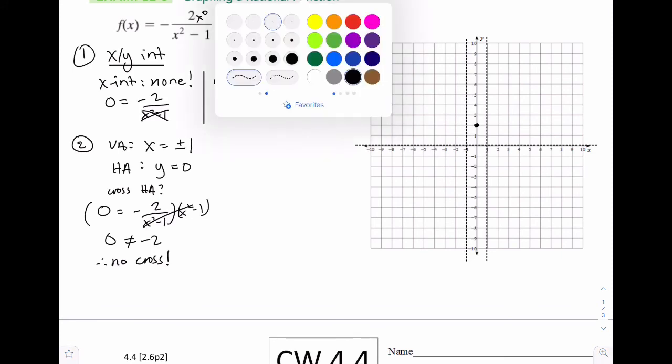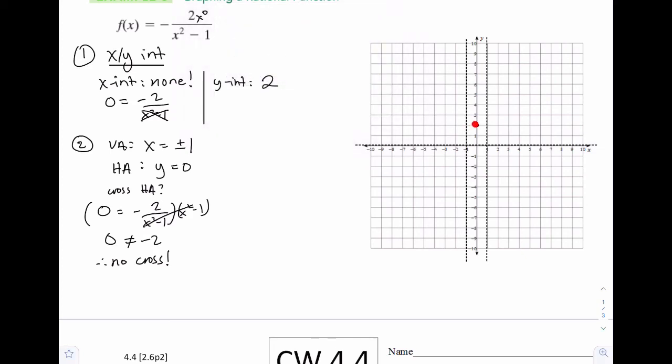Now we graph. Now we only have 1 point, but what's interesting about this point right here is that we know it can't cross the horizontal and it can't cross the vertical, which means there's only one option for what could happen. This thing has to be a little parabola like that. That's the only thing that could happen, and that point, I'll label it up here, that's 0, 2.